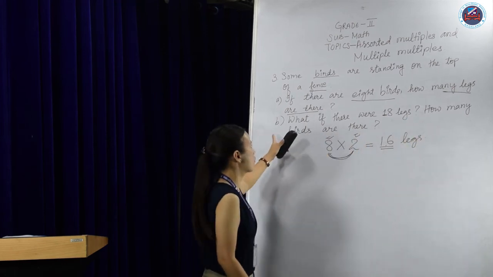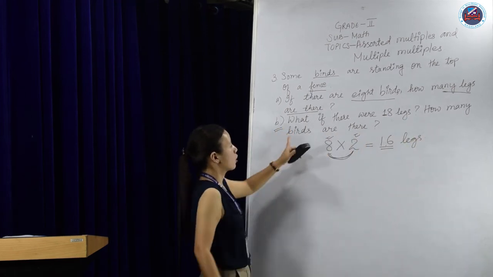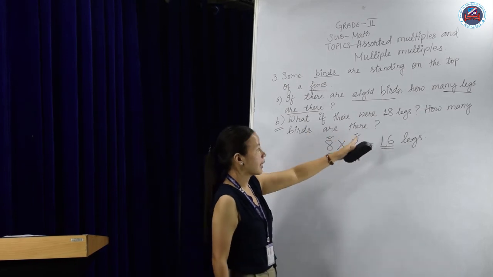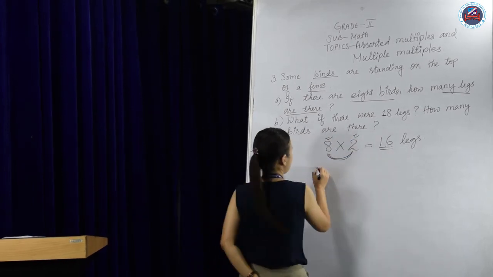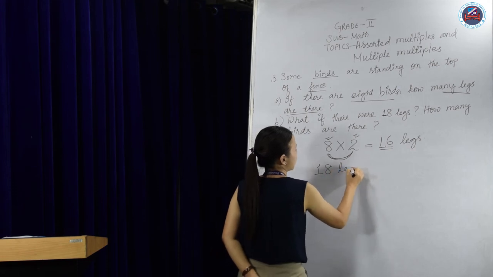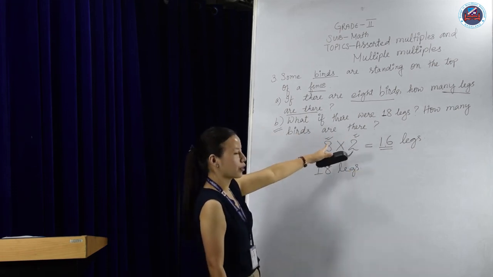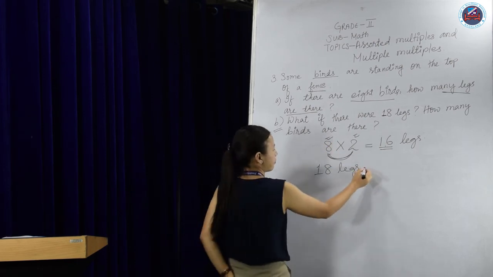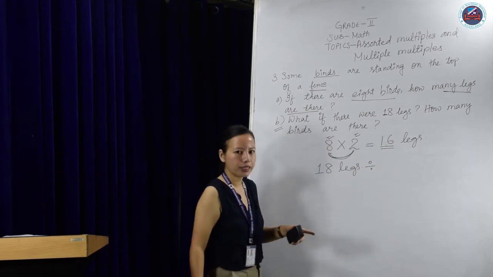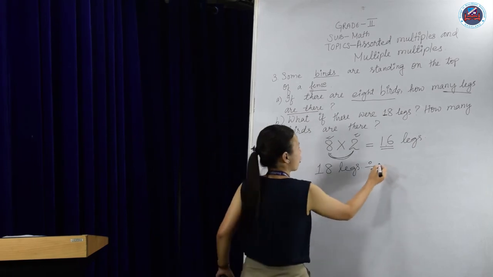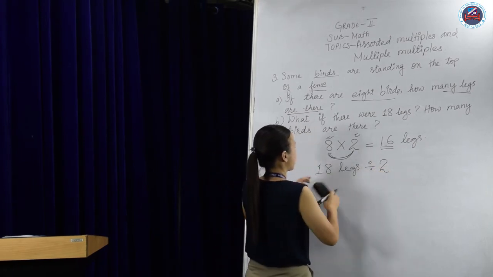Now let's go for the second one. B: What if there were 18 legs? The total is given as 18 legs, so the number of legs is given. We have to find out how many birds there are. Each bird has 2 legs, so we write divided by 2.